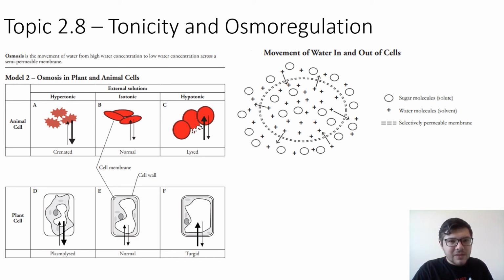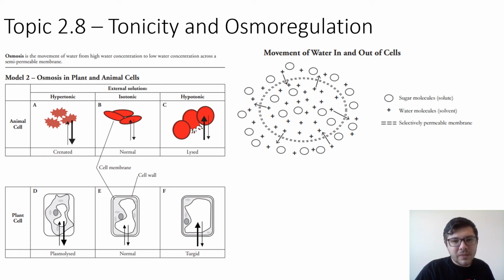Topic 2.8, tonicity and osmoregulation. So osmosis is a form of passive transport, specifically with water. If you see something about osmo, it means water automatically. If you look at the picture on the top right, it says movement of water in and out of the cells. If you notice, you have a bunch of water molecules in the cell and a bunch of sugar molecules, what it says is the solute. So water is a solvent, sugar molecules are solute, and you have them going in or out of the cell.